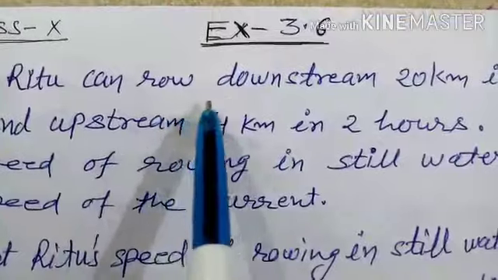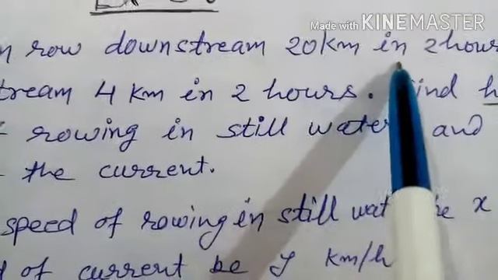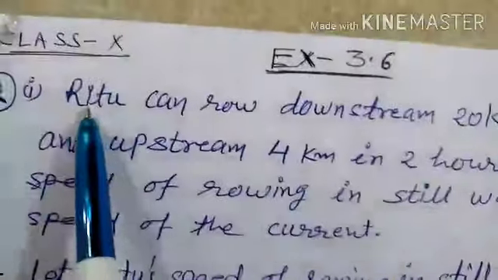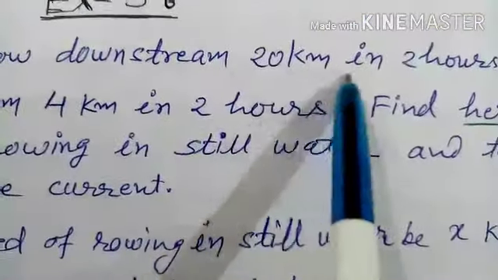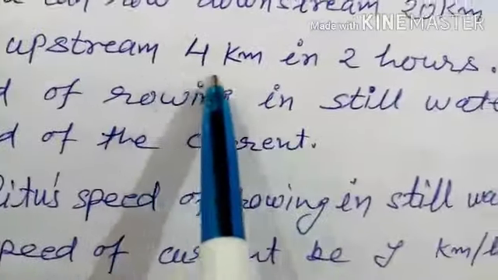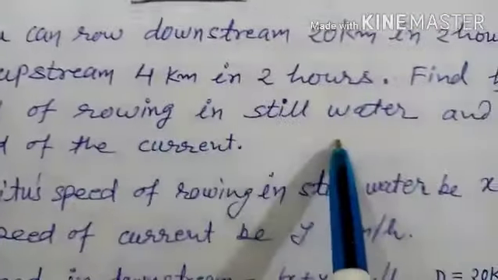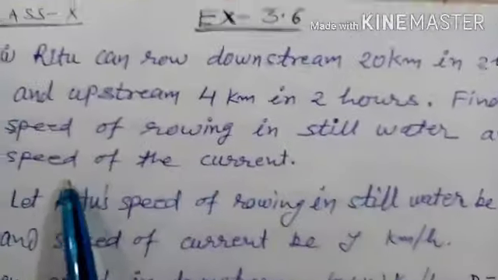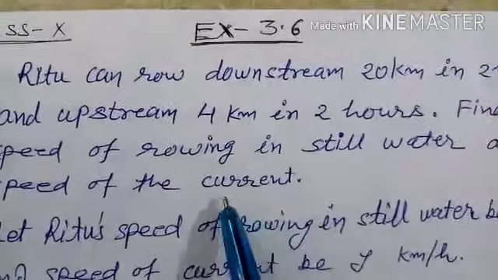Ritu can row downstream 20 km in 2 hours and upstream 4 km in 2 hours. Find her speed of rowing in still water and the speed of current. Current means flowing water.